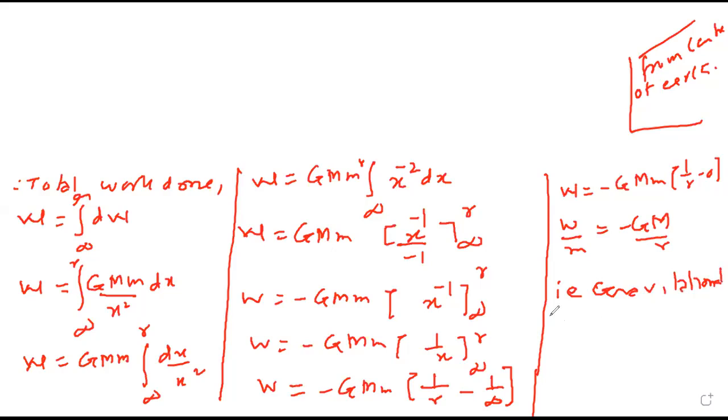W upon small m is nothing but gravitational potential. That is, gravitational potential V is minus G M by r. Complete solving this much. So we got the formula for E as G M by r square and the formula for V as minus G M upon small r.